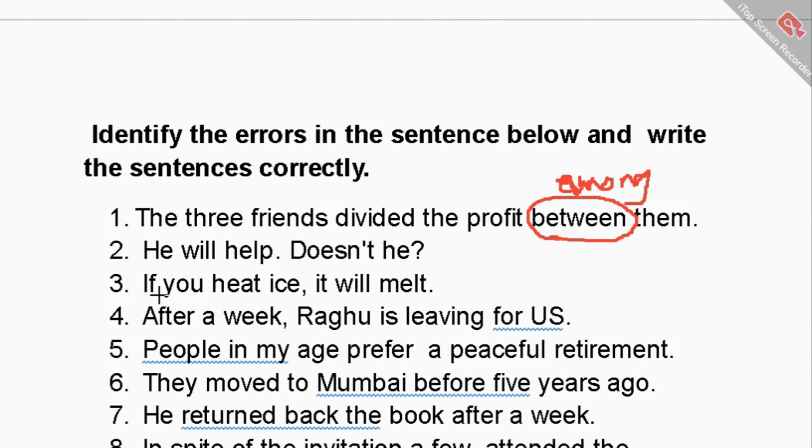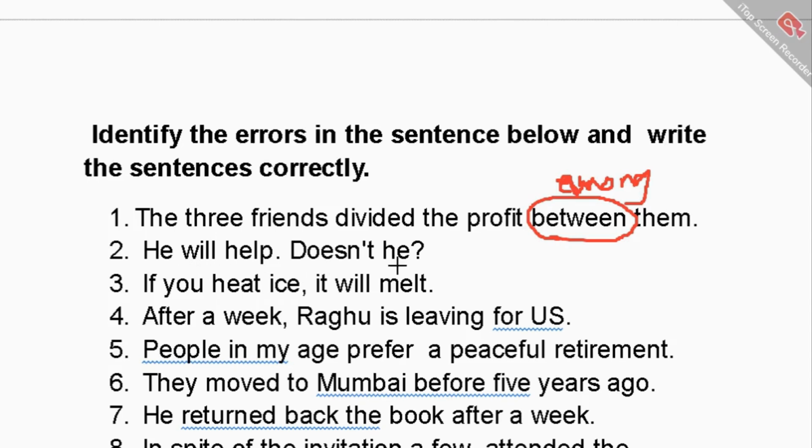Now the second one, he will help, doesn't he? So now this is a question tag, which I have already uploaded, that is in fourth unit, first topic, grammar topic. So here what you have to do for making a question tag, you should see the auxiliary verb from the first clause. Whatever verb is there, you have to use that verb to make a question tag.